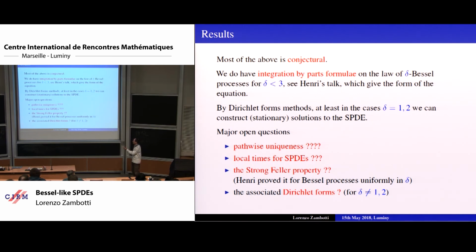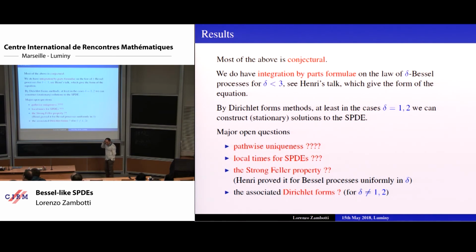So in fact, you would like the following, by decreasing the number of question marks. Again, by analogy with Bessel processes, you expect that some form of pathwise uniqueness is true, okay? But this is completely outside the present technology. So there is this problem of existence of local times for solutions to such SPDEs. This is extremely, in fact, strange.